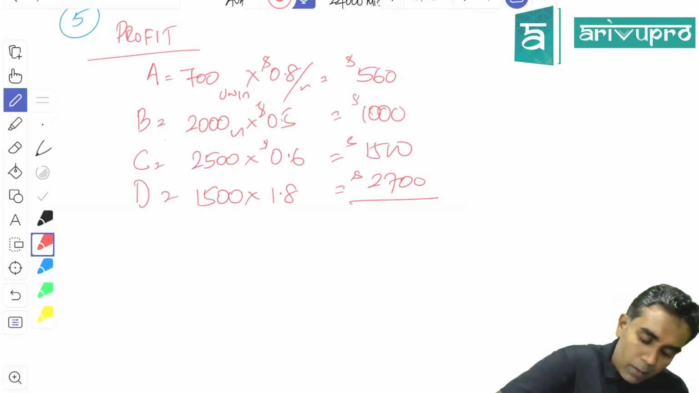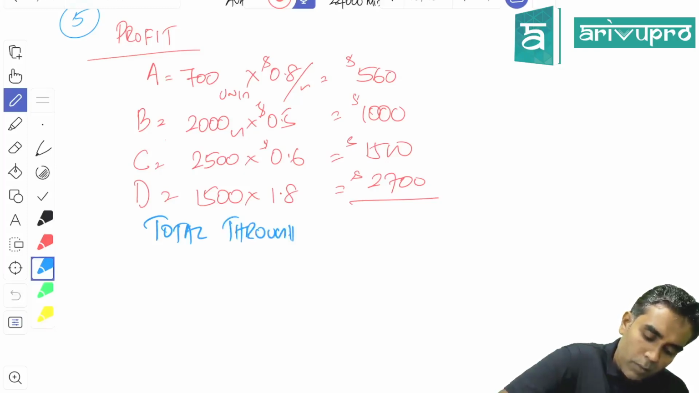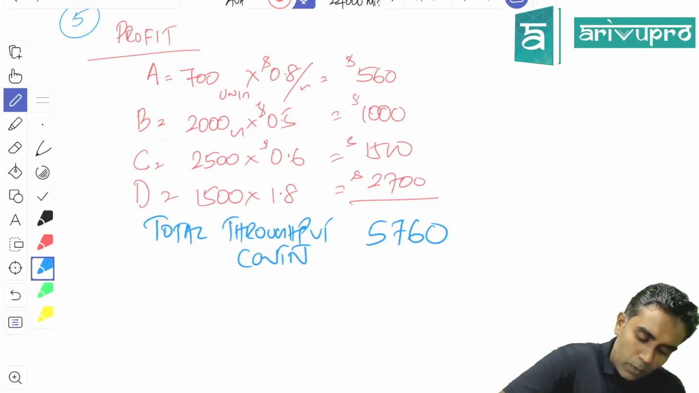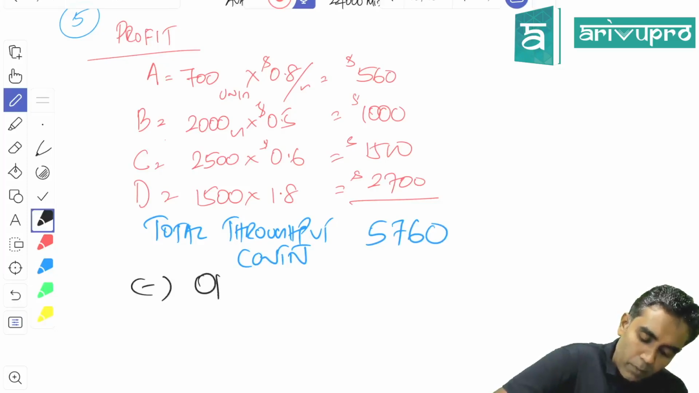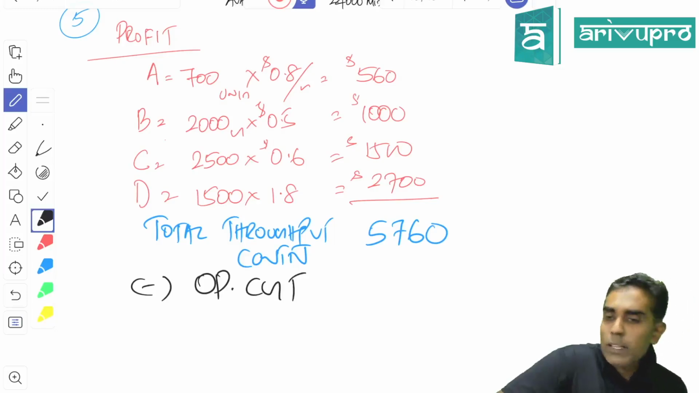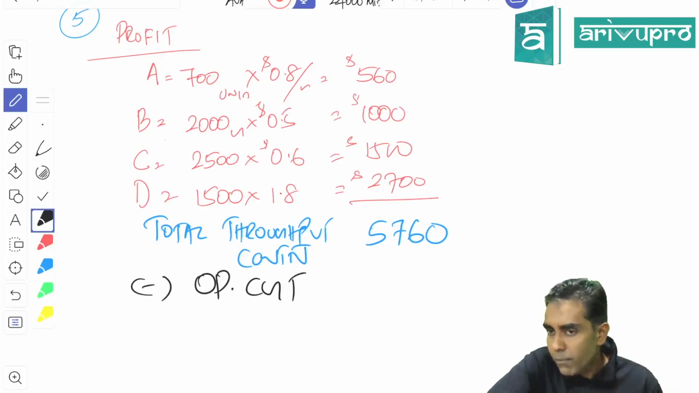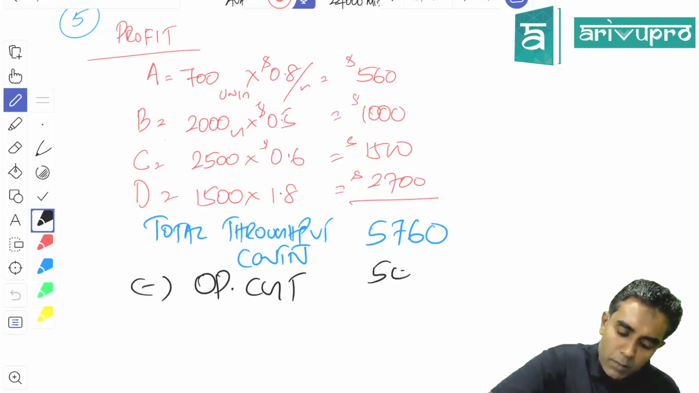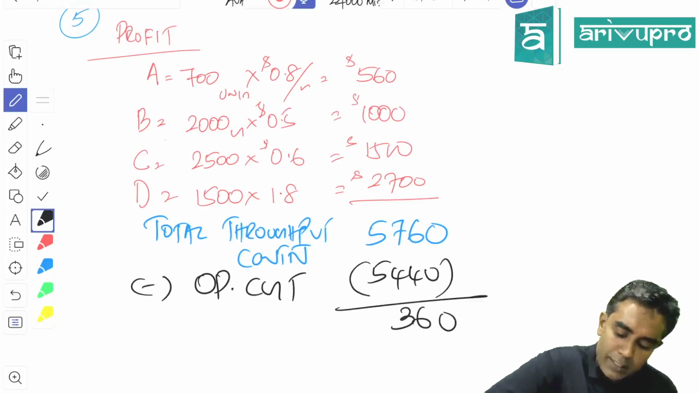Agree with me? Total throughput contribution 5760 minus operating cost. Operating cost is all the other expenses apart from the material, the factory or operating cost, which is 5,000. Then the company's profit is 306. Sorry.